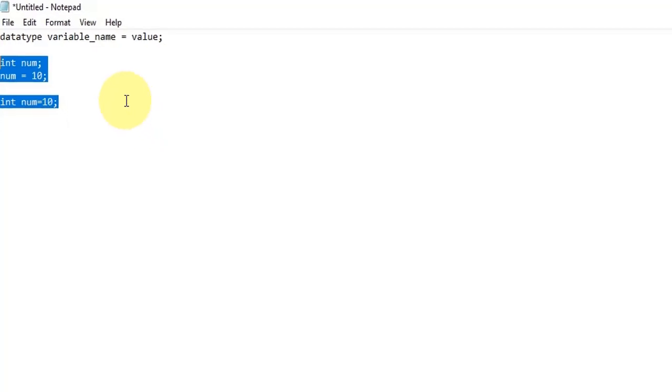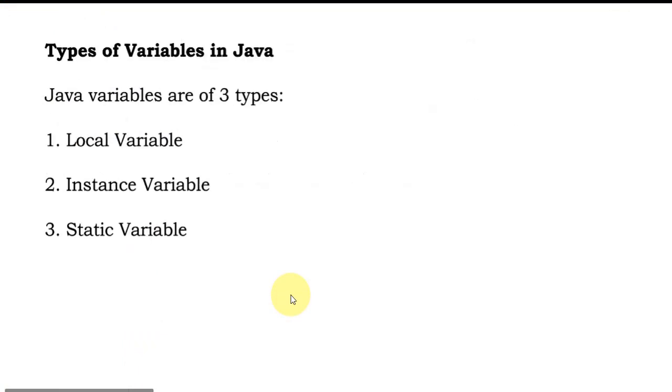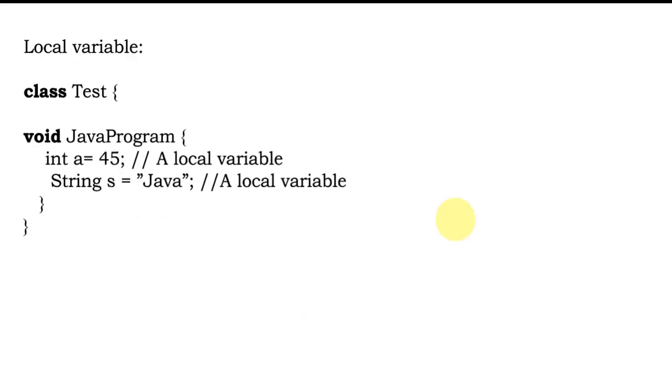Going back to the slide, we have different types of variables in Java. They are mainly categorized as local variable, instance variable, and static variable. A local variable is a variable which has a value within a particular method or function, and the scope of this variable will remain only within this function.